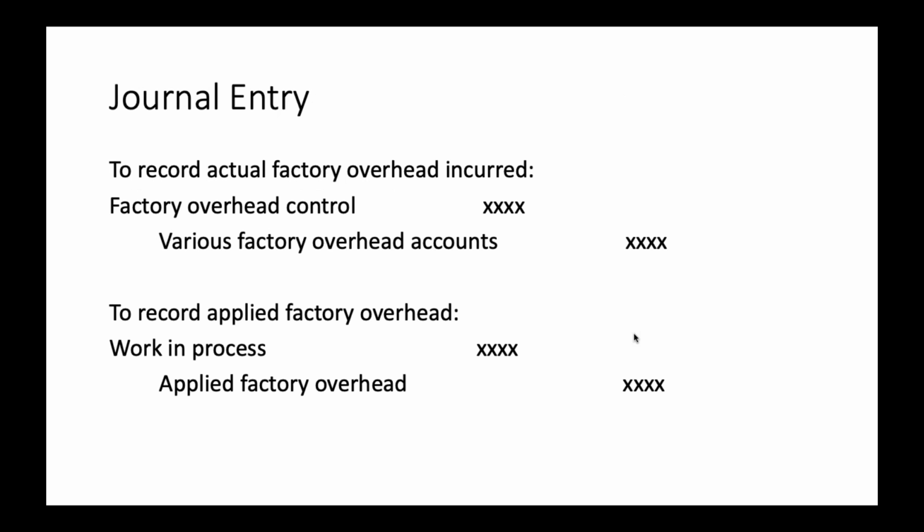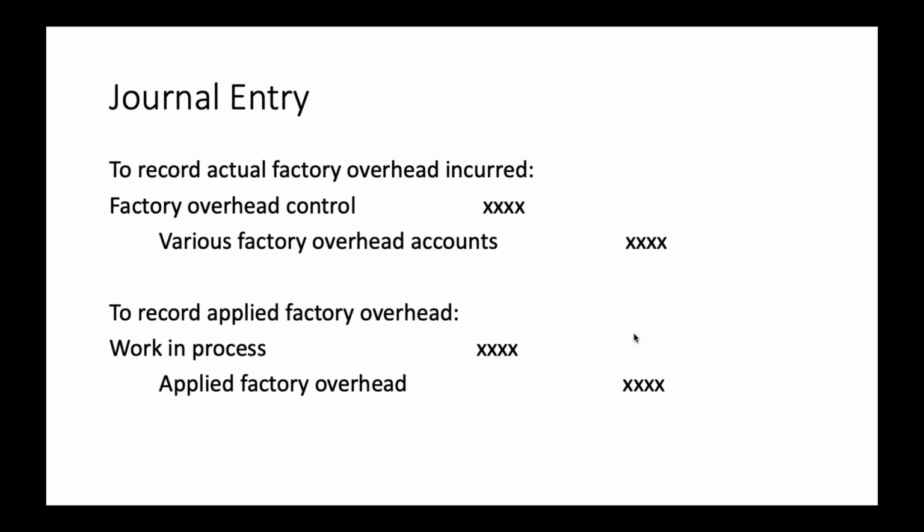Now, this is the journal entry for the factory overhead. We have two accounts used for recording factory overhead: factory overhead control and applied factory overhead. The factory overhead control is the actual amount of factory overhead cost actually incurred. And to enter the amount of the actual factory overhead in our books, the entry would be factory overhead control debit and then credit various factory overhead accounts.